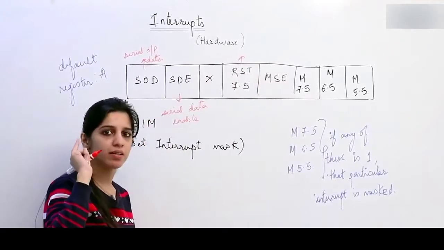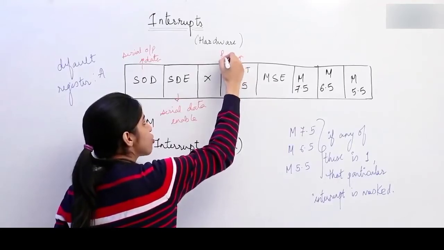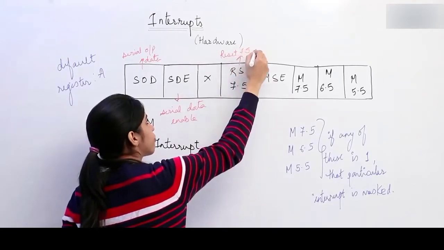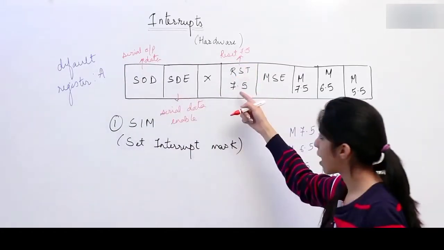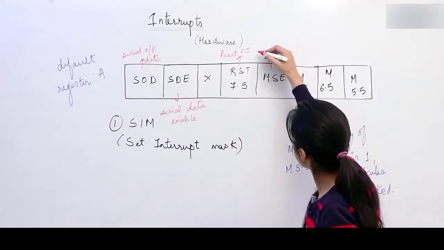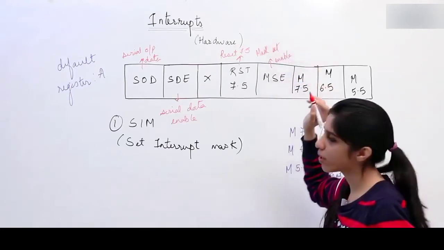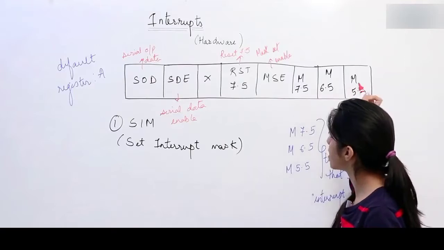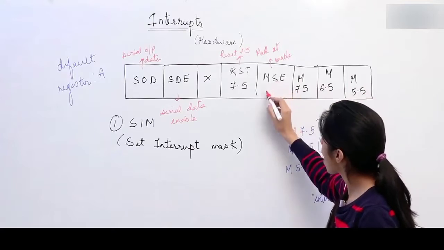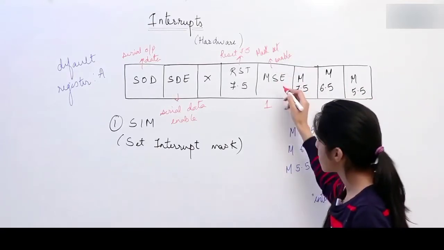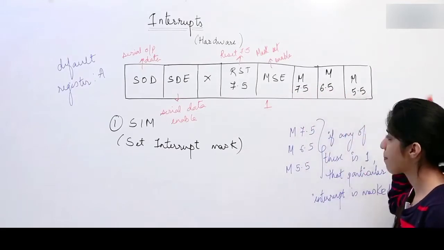You must remember in RST 7.5, in that D flip-flop we had an option to reset 7.5. This bit is to do that. This is mask set enable. Whenever you want to mask any of these interrupts, 7.5, 6.5, 5.5, you have to make MSE 1. Mask set enable should be 1. Now these are mask 7.5, mask 6.5, mask 5.5.